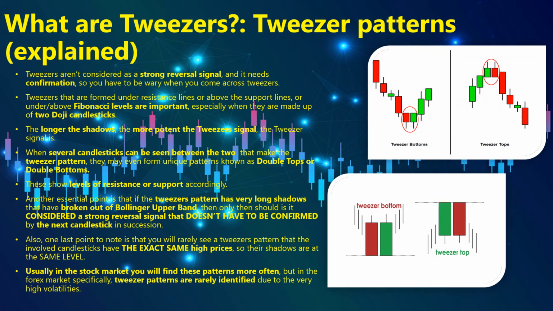Tweezers cannot be considered a strong reversal signal, and they need confirmation, but you have to be careful when you see a tweezer signal. Tweezers that are formed right under resistance lines or above the support lines, and also under or above the Fibonacci levels that act as resistance or support levels, are important, especially when they are made up of two doji candlesticks. The longer the shadows, the more capable the tweezer signal is.